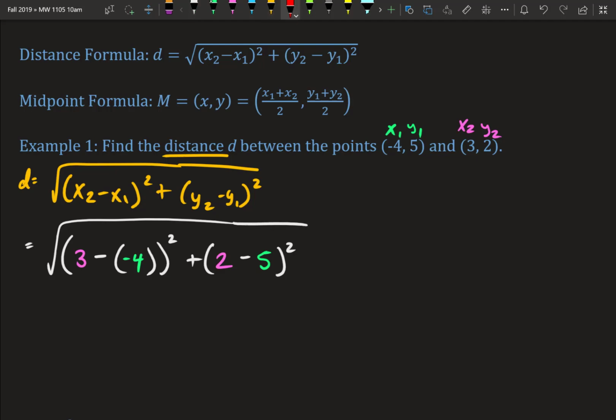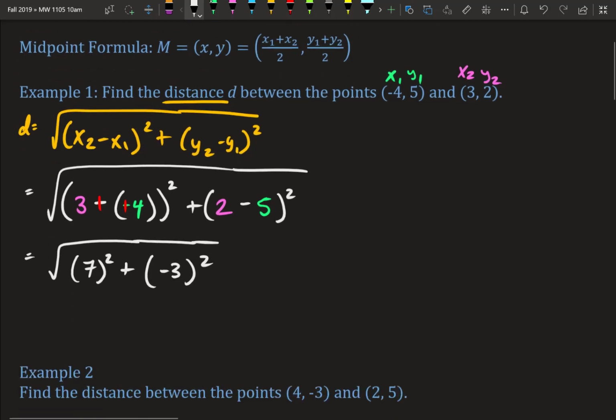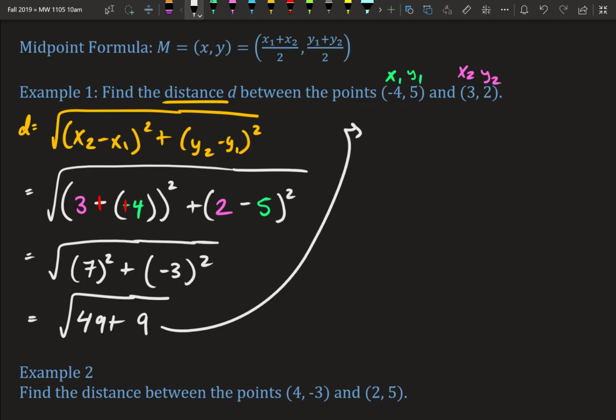So that minus in the middle becomes plus. So we have 3 plus 4, which is 7 squared, plus 2 minus 5, which is negative 3 squared. We're just going to keep simplifying. So 7 squared is 49. Negative 3 squared is positive 9. Let's add like terms. So we have 49 plus 9, which is 58.